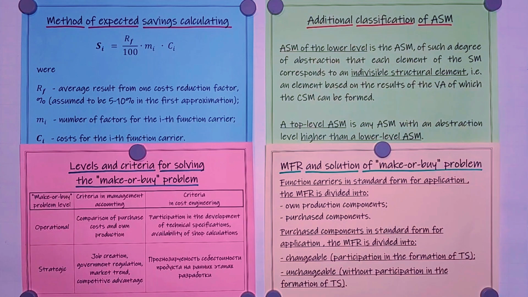Since in the complete structural model there is 1 blank for all carriers of functions, this factor is not applicable in the analysis process. And in the case of upper-level or top-level abstract structural models, there are several blanks in 1 function carrier at once. Therefore, this factor is also not applicable without additional decomposition into indivisible function carriers.